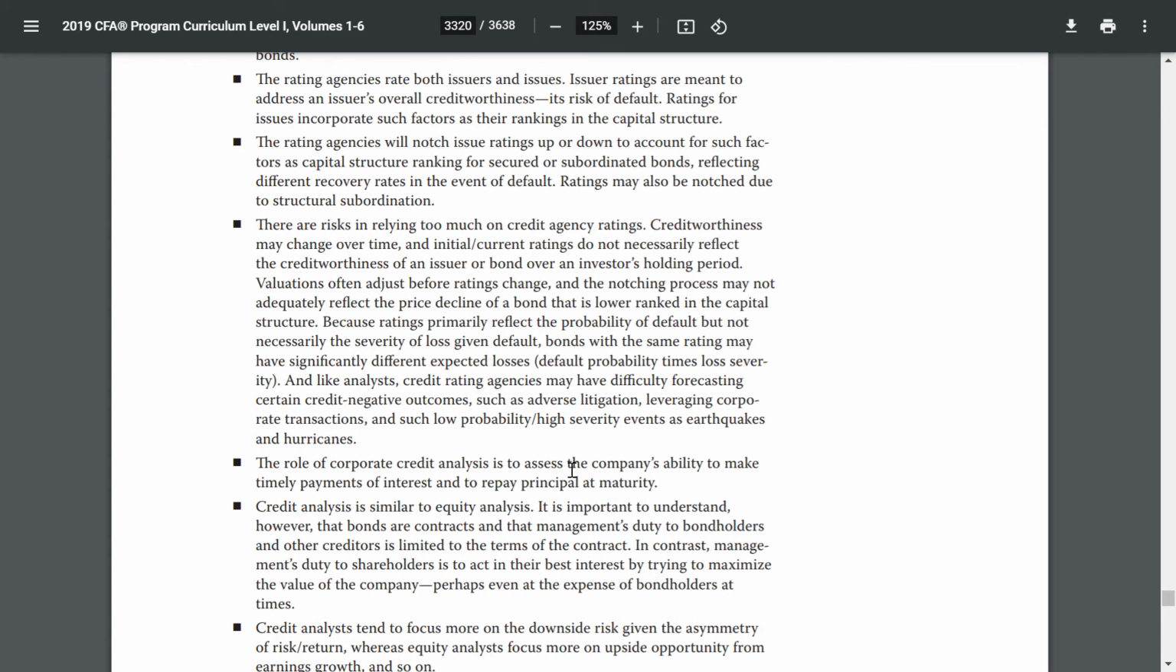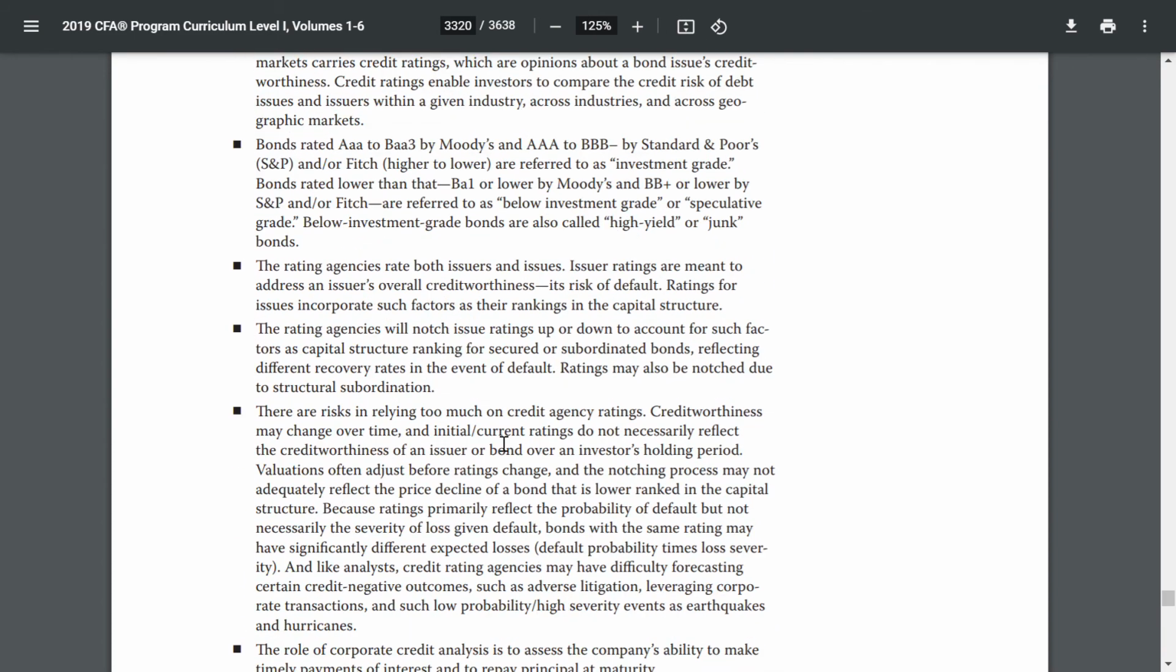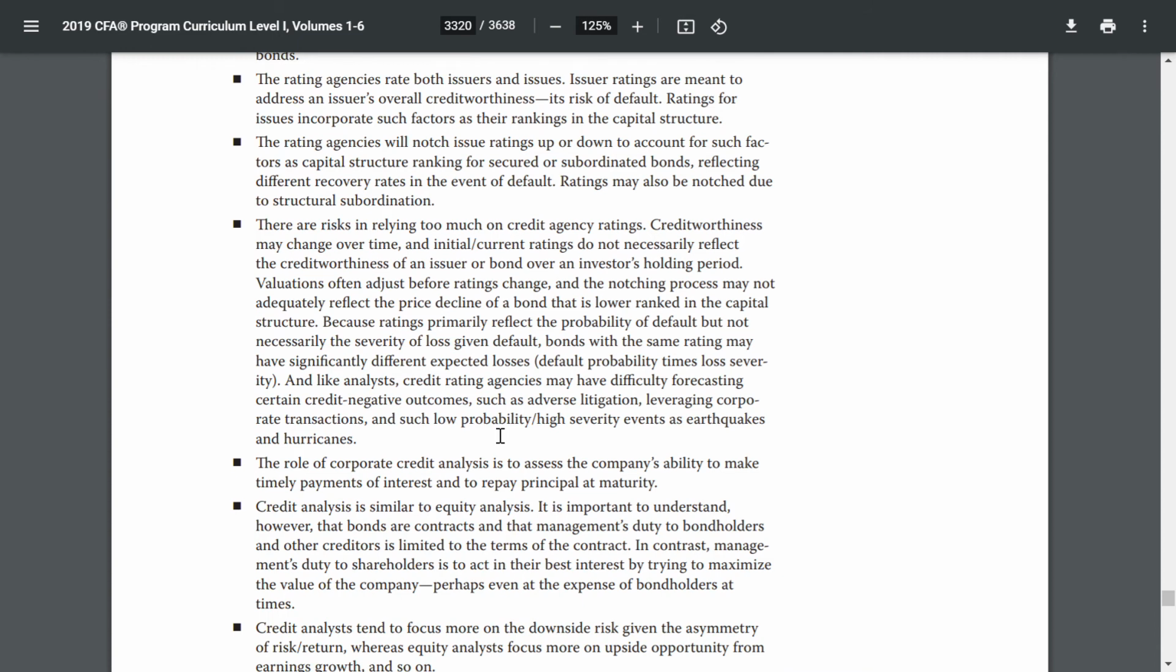So the rating agencies and the rating, we have a table at top, so quite useful if you know the table, at least know the basics and the cutoff regions. The rating agencies rate both issuers and issues. Issuer ratings are meant to address the issuer's overall creditworthiness. The risk of default ratings for issues incorporate such factors as their rankings and the capital structure. The rating agencies will notch issuer ratings up or down to account for factors such as capital structure, ratings for secured or subordinated bonds reflecting different recovery rates in the event of default. Ratings may be notched due to structural subordination.